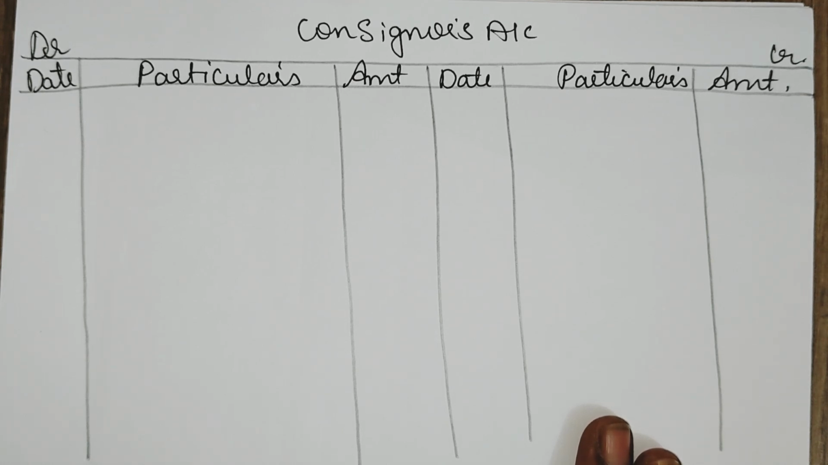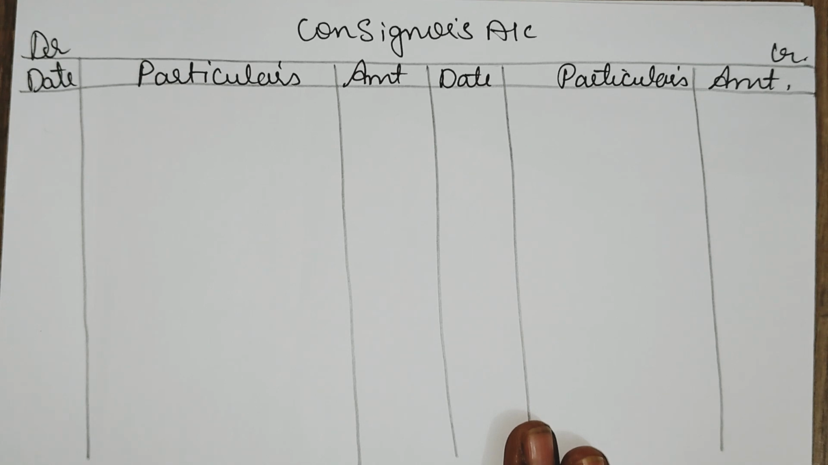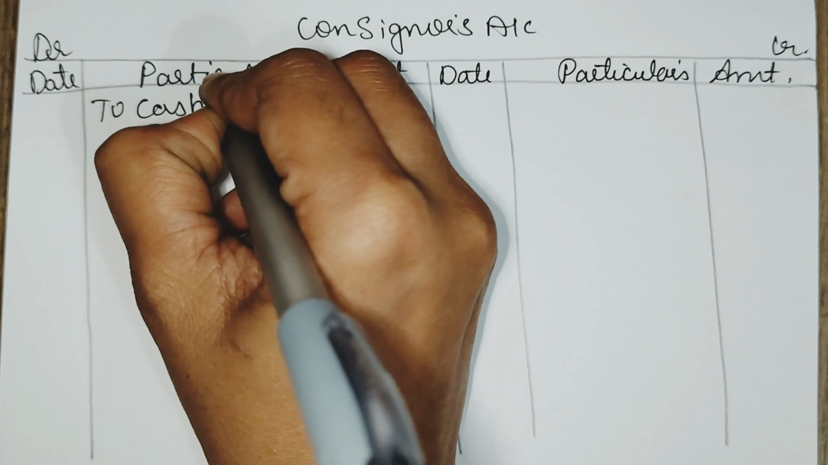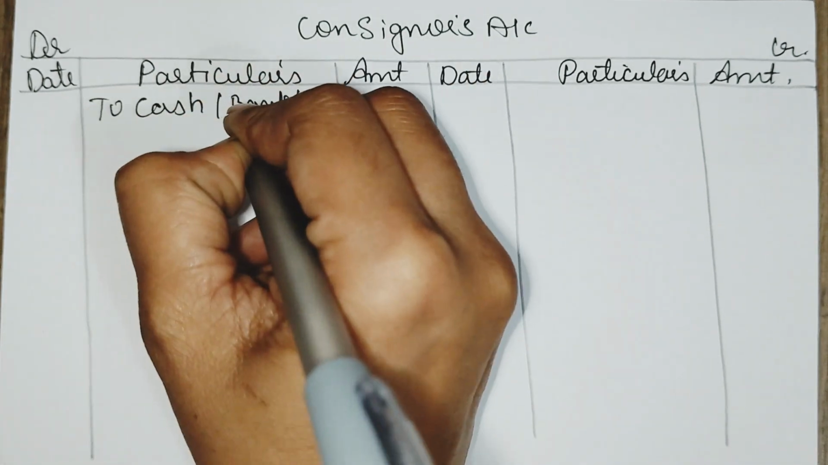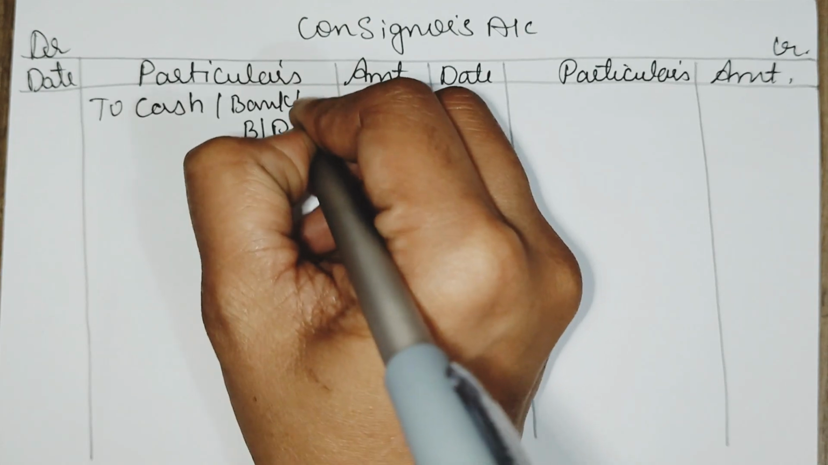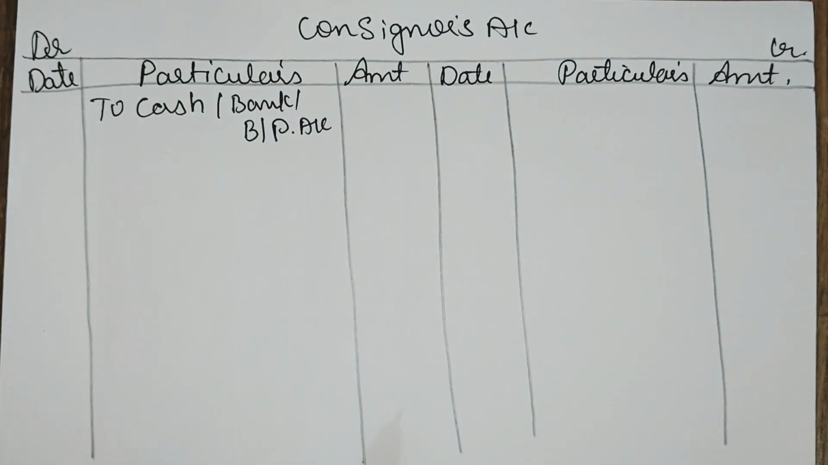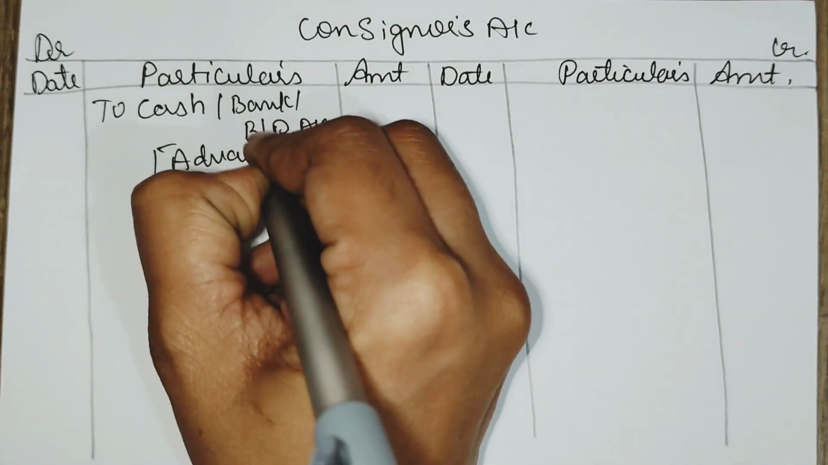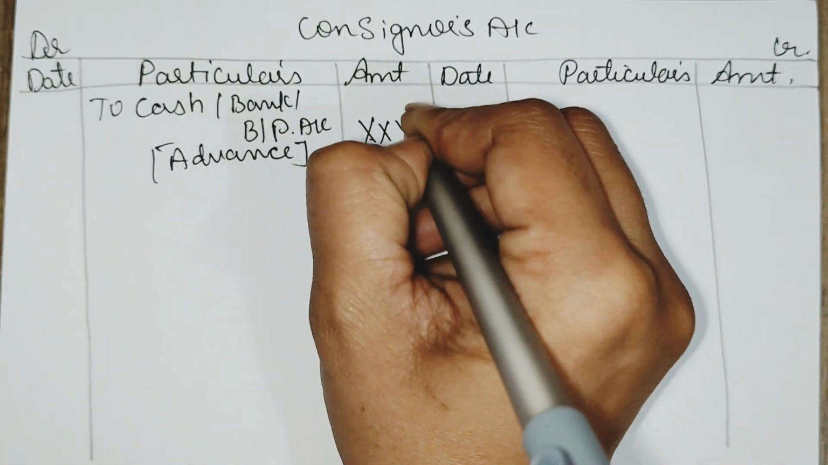Here, the consignor account we are preparing to understand the commission received in advance or receivable, bills receivable or bills payable, and any balances due, and sales made, which will be recorded in the debit and credit side of the consignor's account. First we are debiting any advances paid: cash, bank, or bills payable. For the consignor it is payable. For the consignee it is receivable. So bills payable account, in advance paid, will be debited.